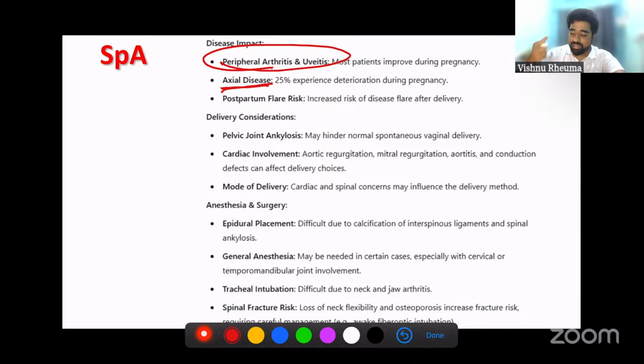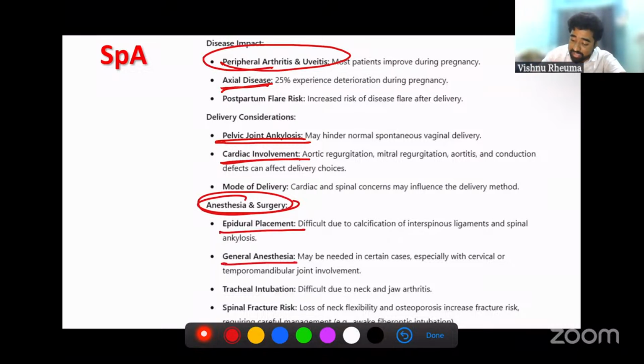Firstly, there is difficulty in vaginal delivery. It's not contraindicated. This was again an INSS question. Spondyloarthropathy is not a contraindication for vaginal delivery, but yes, there is a difficulty. Why is there a difficulty? Joint ankylosis can occur, which can hinder spontaneous vaginal delivery. Then cardiac involvement can occur, which can prevent you from applying pressure in vaginal deliveries. Then anesthesia: spinal anesthesia will be difficult to give because of the ankylosis, so epidural placement is difficult.